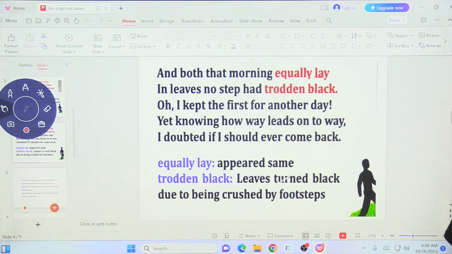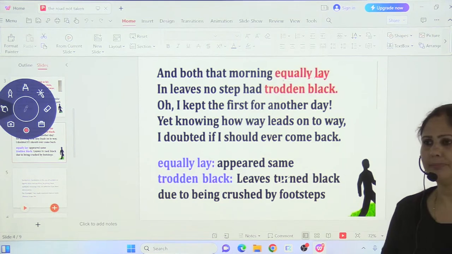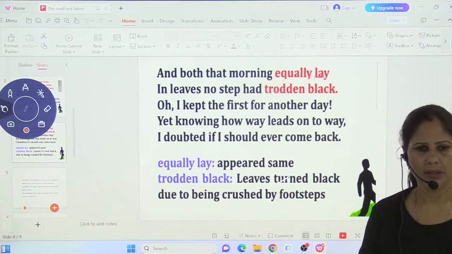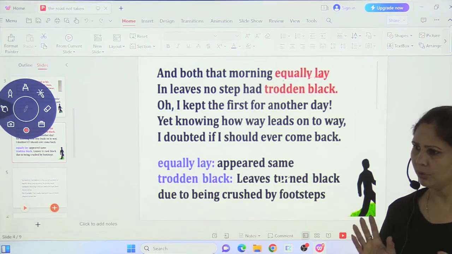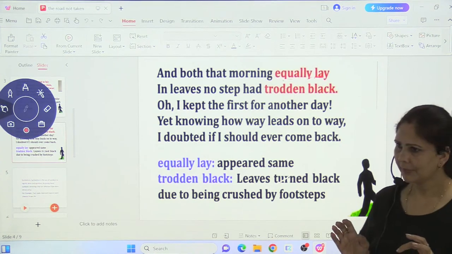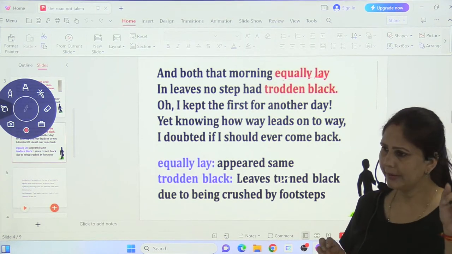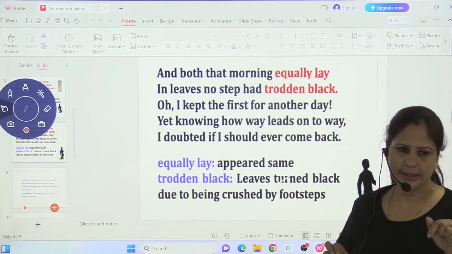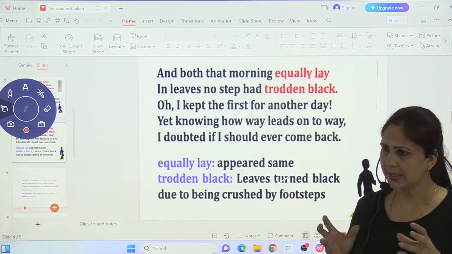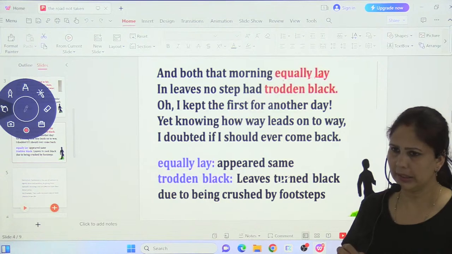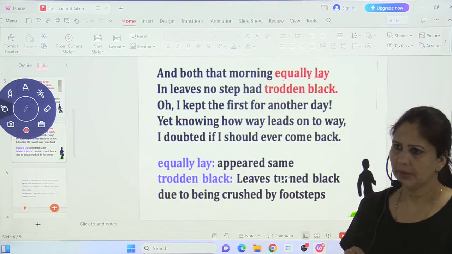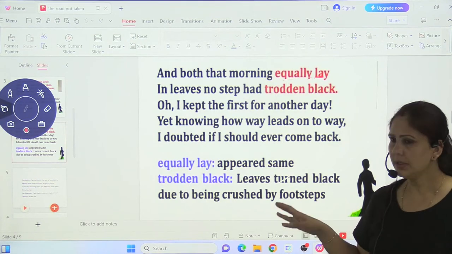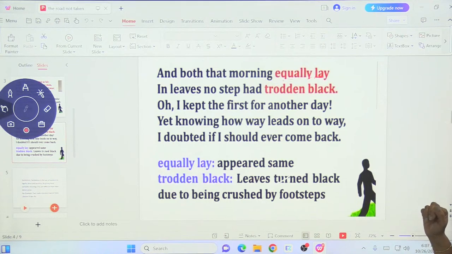Now you tell me, what is the theme of the poem? Can you tell me? What is the underlying theme? Theme you know very well. Kya hota hai theme? What is the writer trying to highlight? ठीक है, अपने writing के through आपको क्या समझाना चाह रहे हैं, उनका क्या idea है? What is he trying to tell you? That is called theme. So what is the writer trying to tell you?